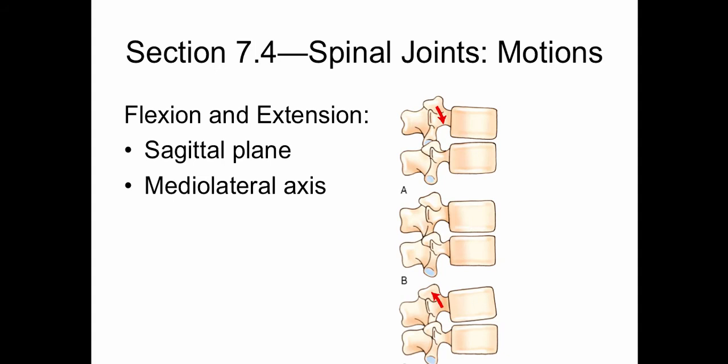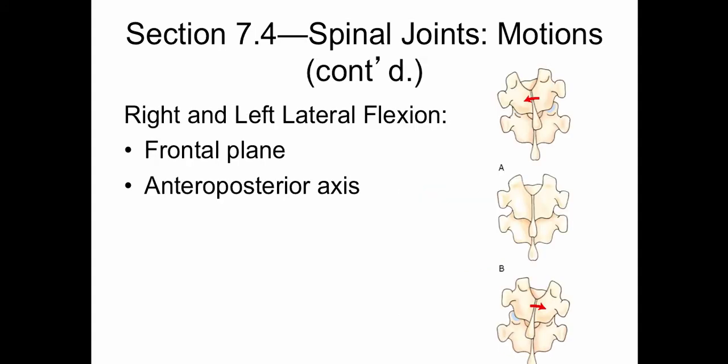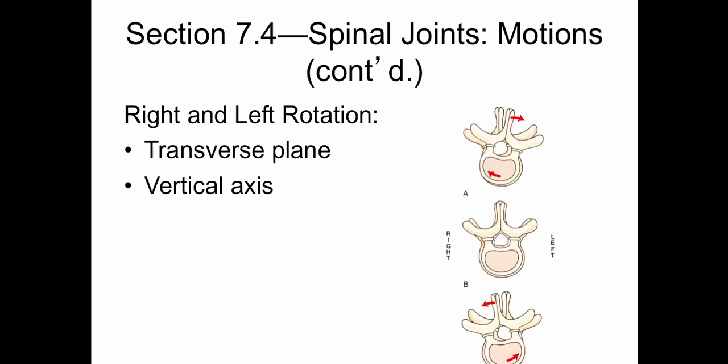Spinal joints allow flexion and extension within the sagittal plane around the mediolateral axis, as shown in this figure. Spinal joints allow right lateral flexion and left lateral flexion within the frontal plane around the anterior posterior axis, as shown in this slide. Spinal joints also allow right rotation and left rotation within the transverse plane around a vertical axis, as shown in this slide.